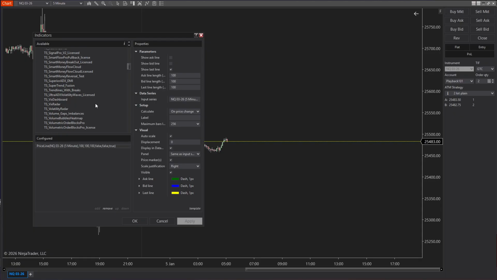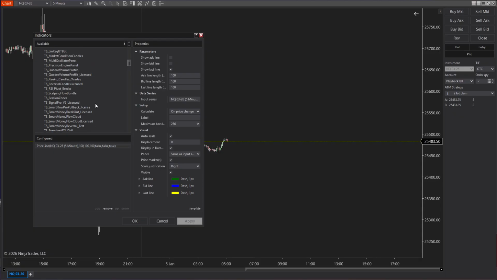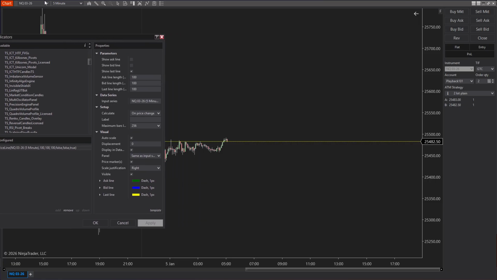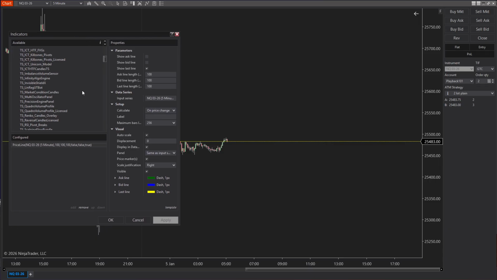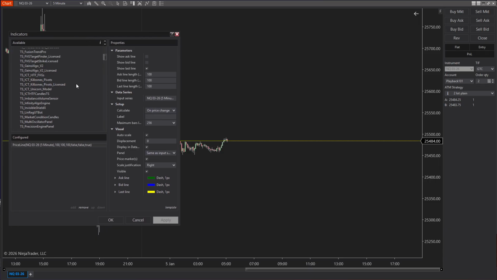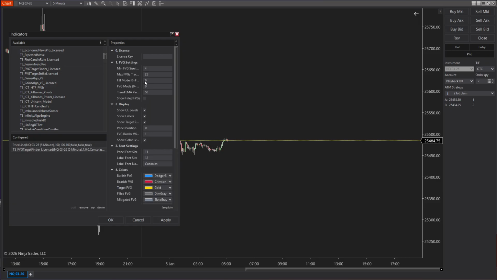Alright, so I'm here in NinjaTrader 8. I've got a clean chart pulled up. This is the NQ 5-minute. Let's add the indicator. Right-click on the chart, go to Indicators, and search for FVG Target Finder. There it is. Click Add.